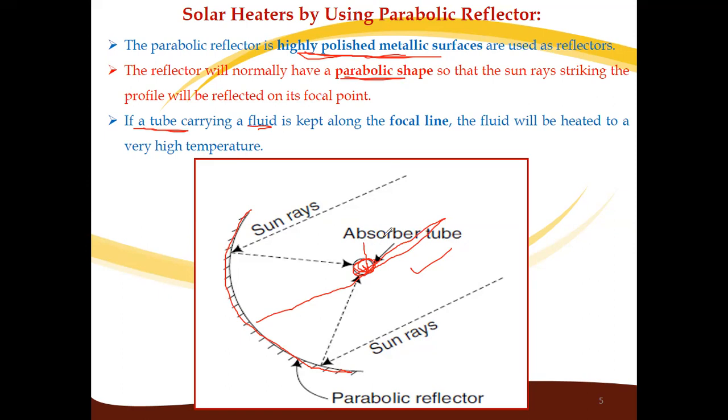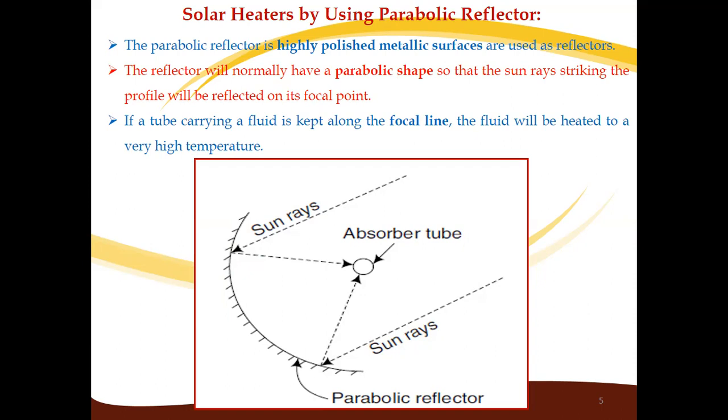So these two solar heaters, either by using a flat plate collector or by using a parabolic reflector, are used for heating purposes. So heating of water, heating of air, heating of other working fluids will be there. So this is the first use of solar energy, that is solar heaters.